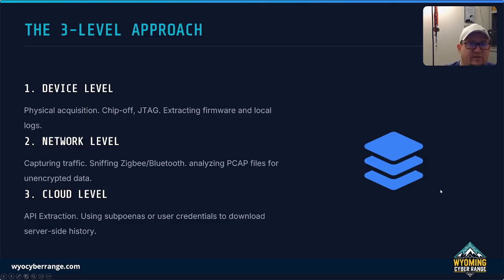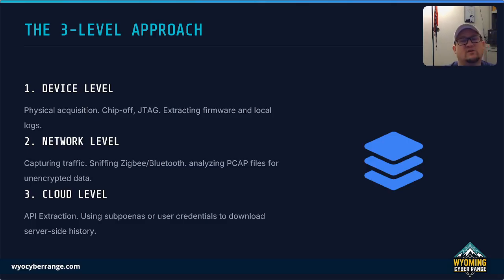So to help tackle these challenges, investigators are going to use a 3-level approach. Level 1 is the device level. Now this is going to involve physical acquisition and extracting firmware directly from the chips. Level 2 is the network level. This is where we're going to focus on capturing network traffic and sniffing things like Zigbee or Bluetooth and analyzing those PCAP files. Level 3 is the cloud level.